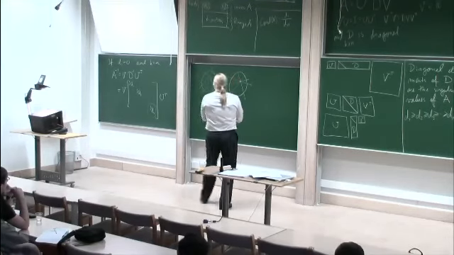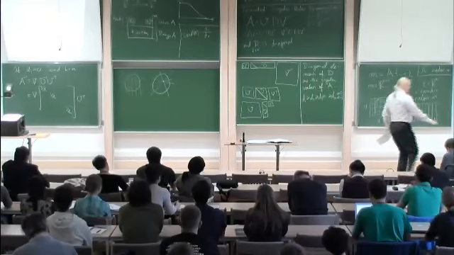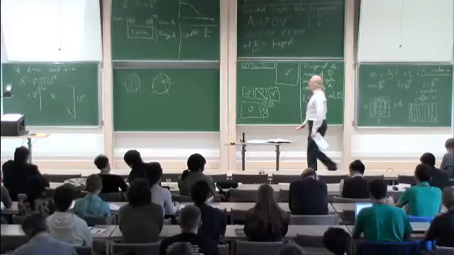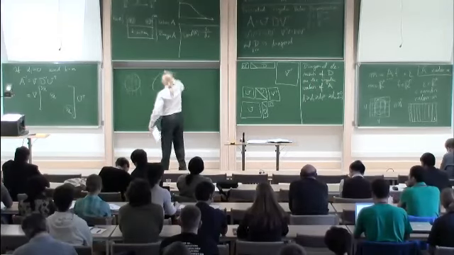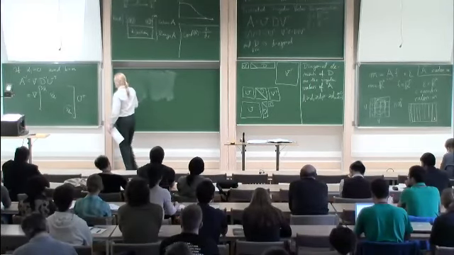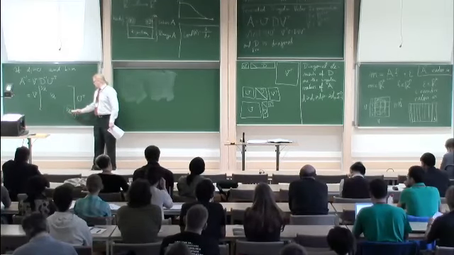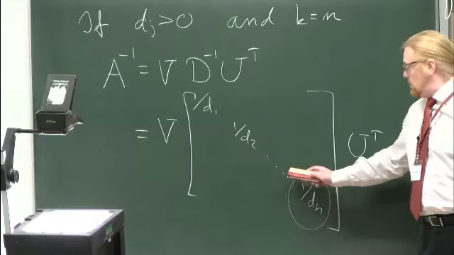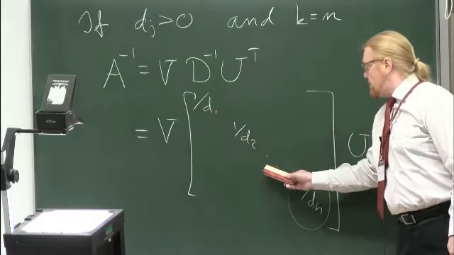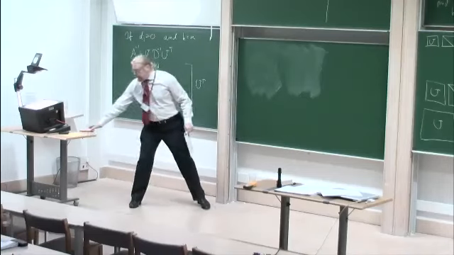And now the truncated SVD. How does it work? In truncated SVD, the idea is to do almost this, but avoid these big numbers by just replacing these guys by 0. Only use these guys up to some point, and then the rest of the diagonal elements we just take to be 0. That's the trick.